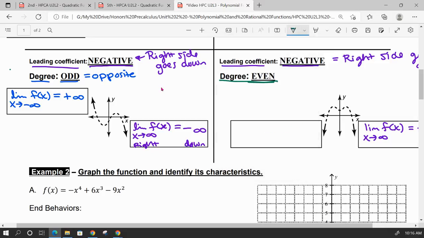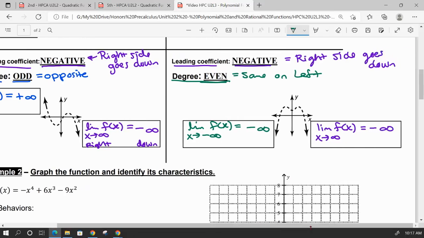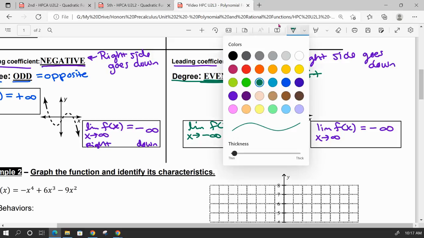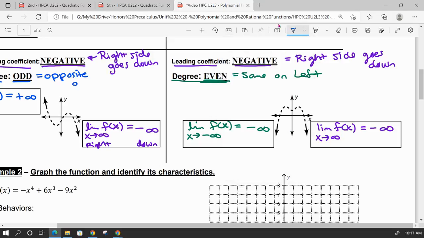Otherwise, if your degree is even, they're going to be doing the same thing on the left. So the limit as x approaches negative infinity, which means the left side, the function f of x, or your y values, are going down to negative infinity, just like on the right side. So the right and left side are both going to negative infinity when your degree is even. When your degree is odd, the opposite happens on the left side.